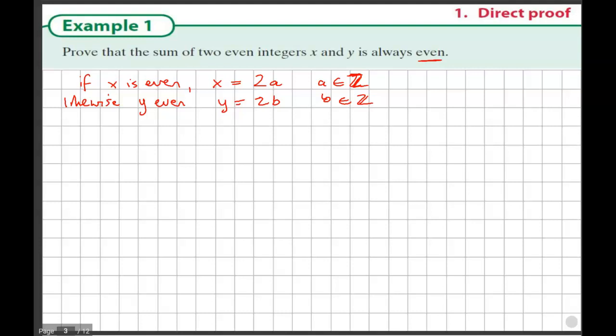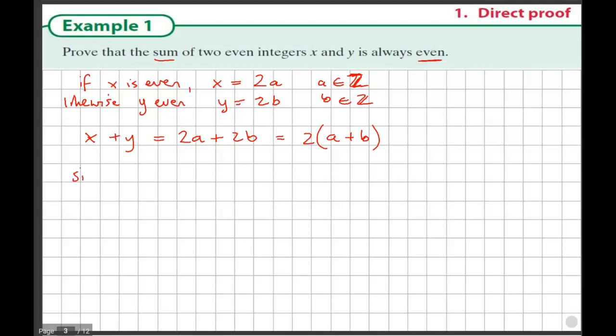So the key thing here is that now we want to look at the statement they're looking at, which is the sum. So if we take those two values, x and y, and add them together, well, what is that equal to? That is equal to 2a plus 2b. We can see there's a common factor there, so we can say it's 2 lots of a plus b.